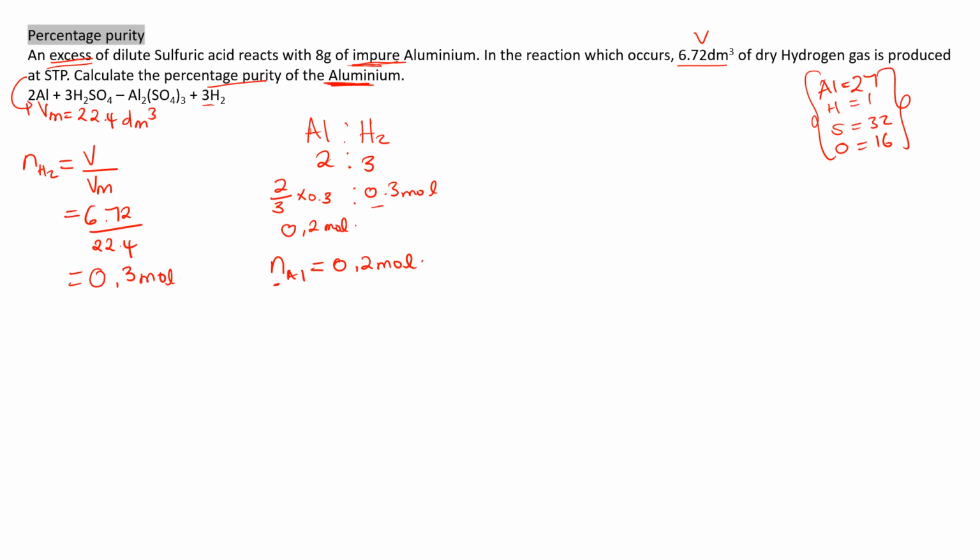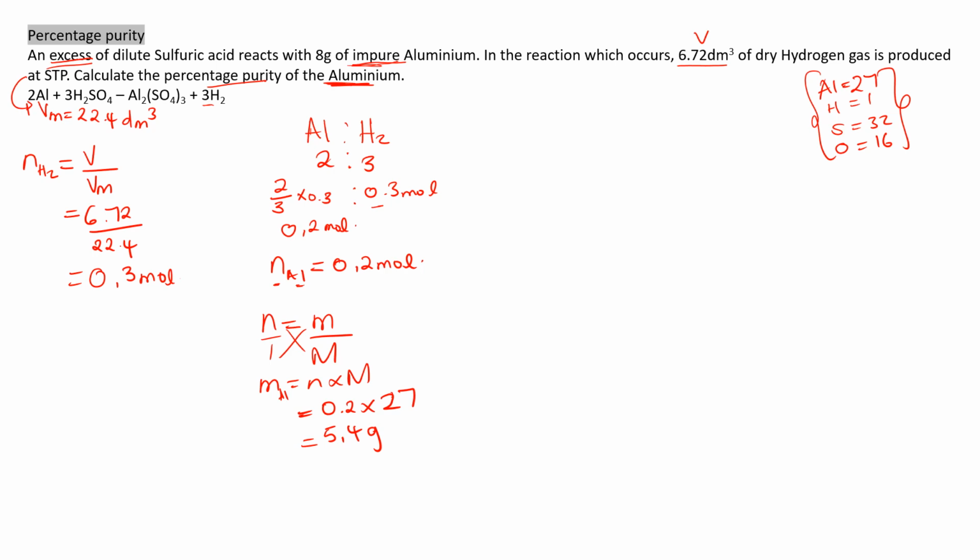Now that we know the number of moles of aluminium, we're going to use the formula n equals mass over molar mass. And we're able to get the mass equals number of moles multiplied by the molar mass. Number of moles is 0.2 multiplied by the molar mass, which is 27, from the periodic table. 0.2 times 27 gives us 5.4. So the mass is 5.4 grams. This is the mass of aluminium, the pure mass that you actually expect to have based on the mole ratios, based on the balanced equation.